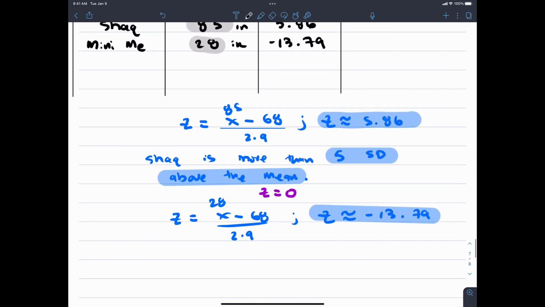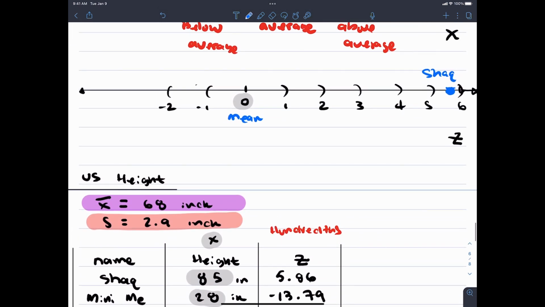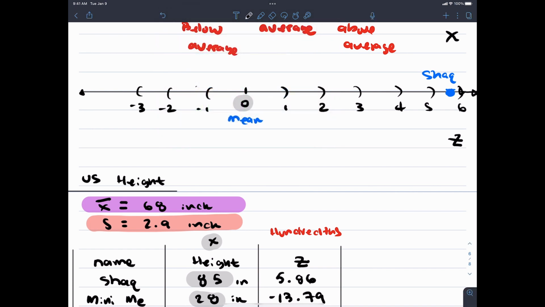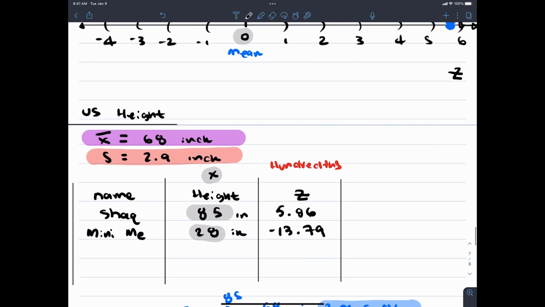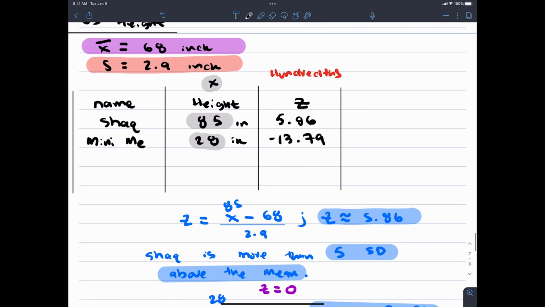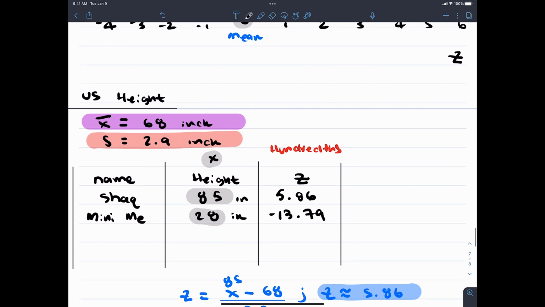Being negative. What do you guys think that means? Well, negative numbers on the Z scale, what do you guys know about Mini-Me? That would be where negative 3 is, negative 4. You know what the problem is? Mini-Me is off the charts. I don't even have enough iPad space to go to negative 13 and negative 14.